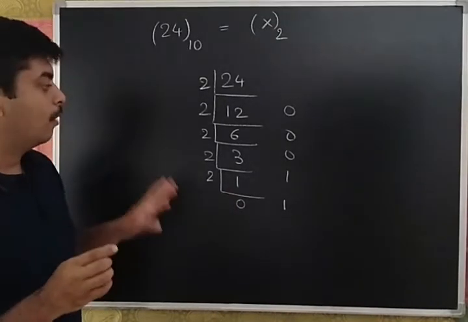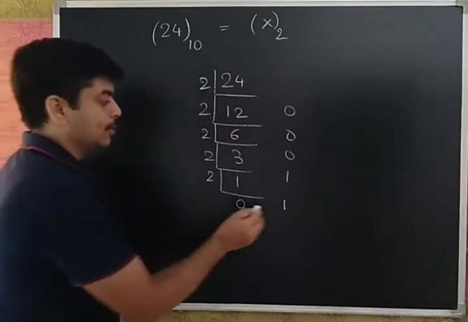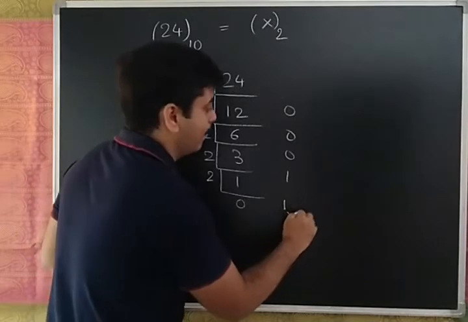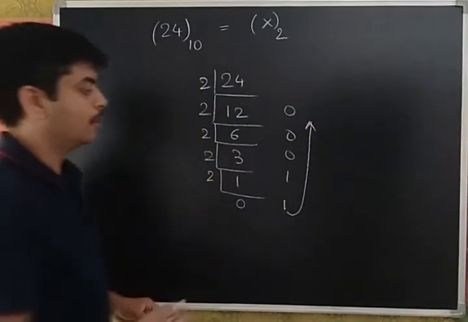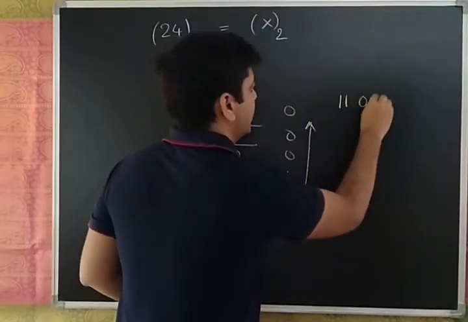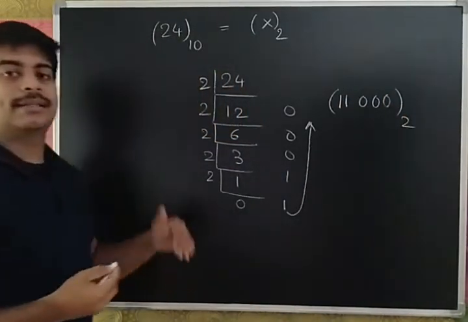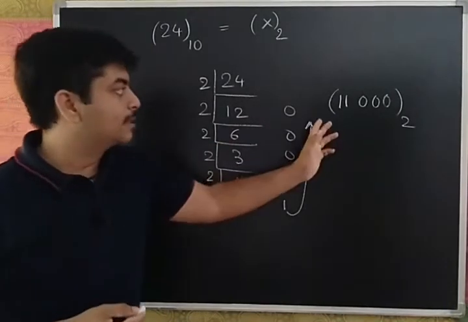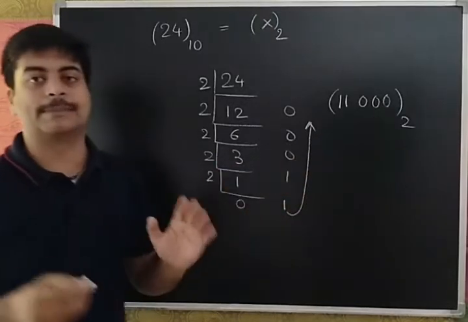So now what is the equivalent binary number for 24? You start from this one, take all the remainders and write from down to up, bottom to top. So it is 11000 to the base 2. Base 2 is for representing that it is a binary number. It is not eleven thousand, it is 11000 in the binary system.